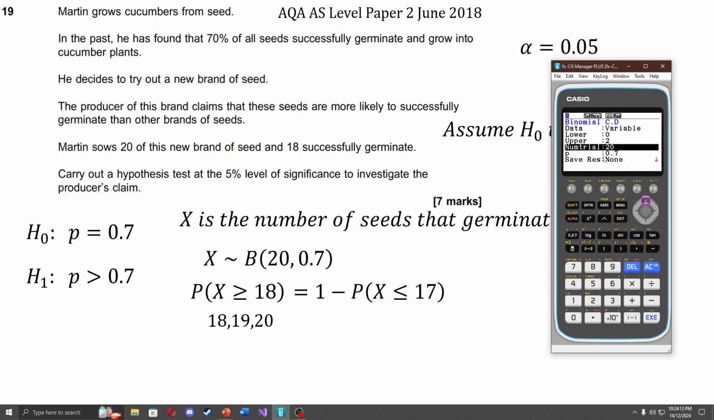Ignore the lower bound. You can use it, you might want to search up how you can use that. But put in your X as 17. Okay, so let's click execute and see what we get. We get 0.965 to 3 decimal places.